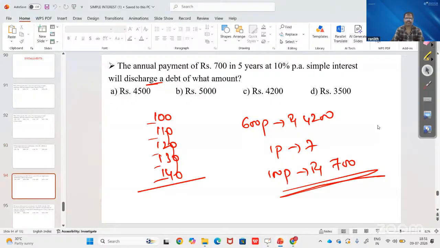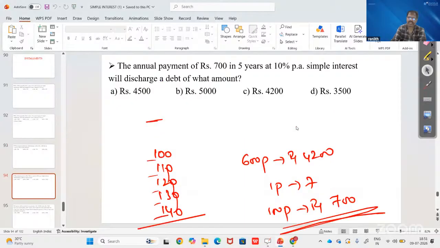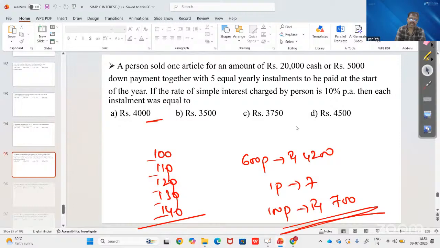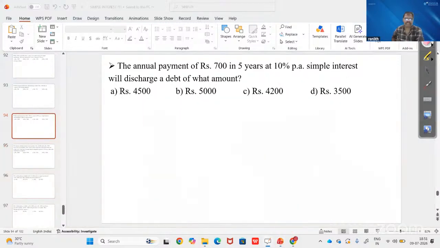Next. So in the last two questions, the installment is given, and we need to find out the total amount. The annual payment of rupees 700 in 5 years at 10 percent per annum simple interest will discharge a debt of what amount? In the sense, we need to find out the total amount.